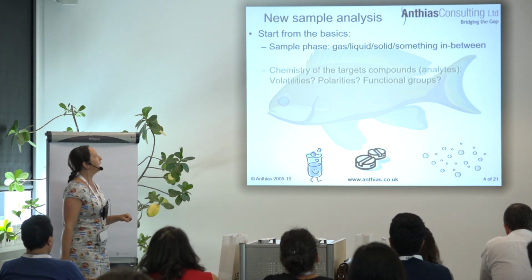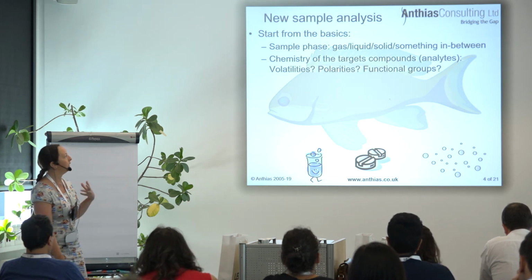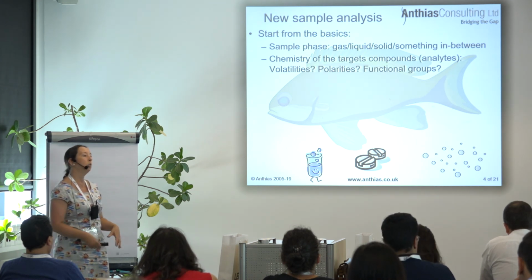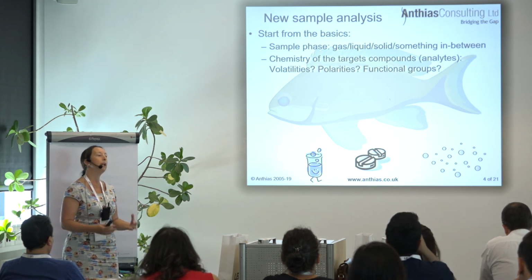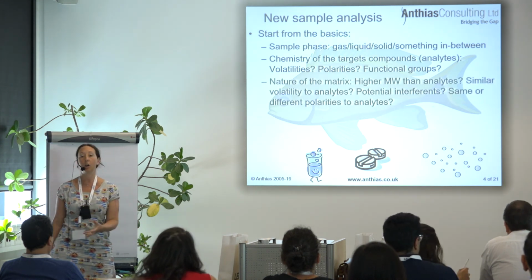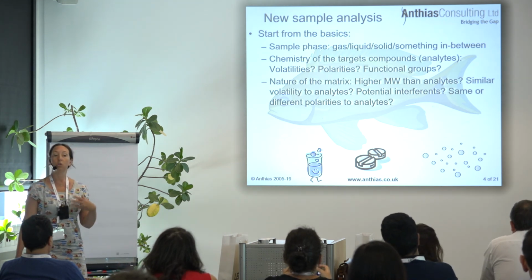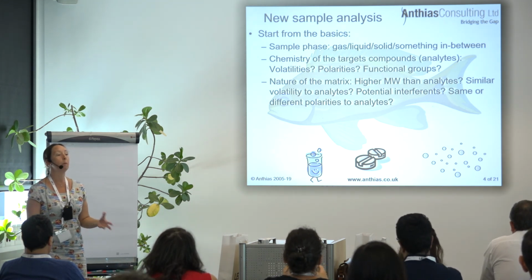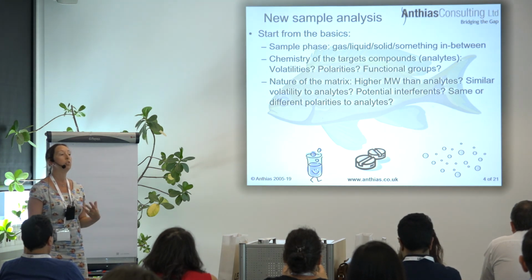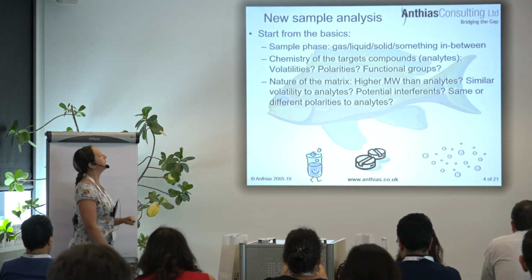We've also got to be thinking about the chemistry of our target compounds. What are their volatilities? What are their polarities? What functional groups? So you've got to think about the compounds we are interested in analyzing. Not only the chemistry of the target compounds, but also the matrix. So, for example, is the matrix of higher molecular weight than our target compounds? And that is where we can then start to use positive mass discrimination. Again, we'll talk more about that later.